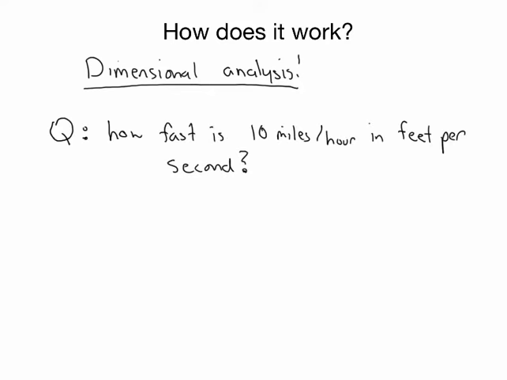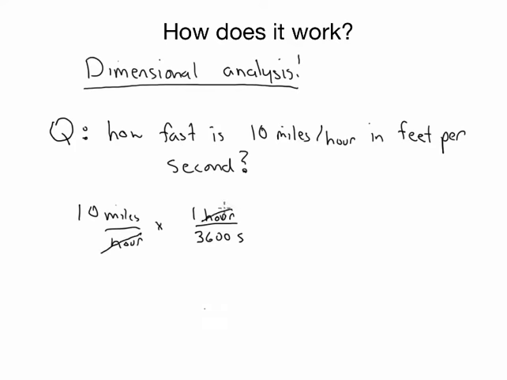So how does it work? The core of solving Fermi problems is dimensional analysis, which is a fancy term for unit conversion. The basic idea is as follows. Let's consider a problem. How fast is 10 miles an hour in feet per second? So let's start. So we have 10 miles per hour times 1 hour has 3,600 seconds. And then the hour units cancel out.